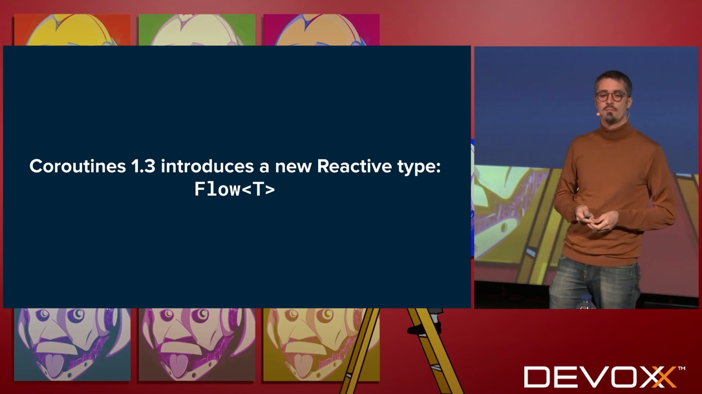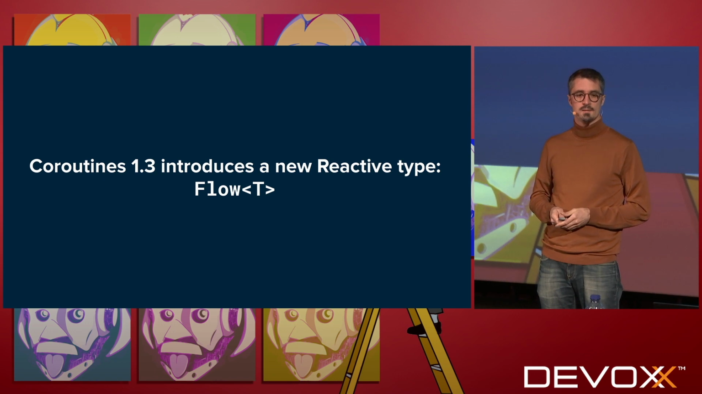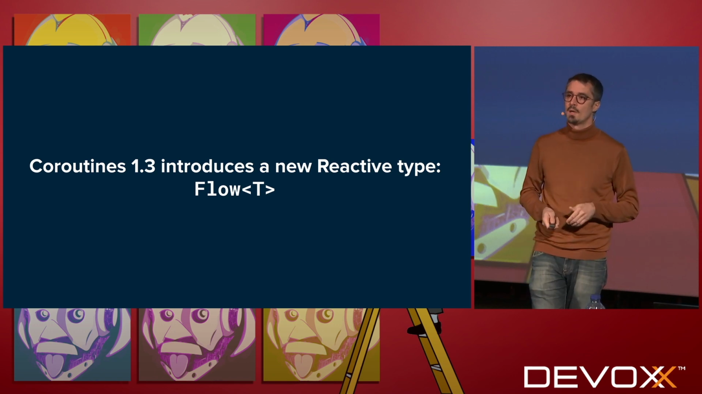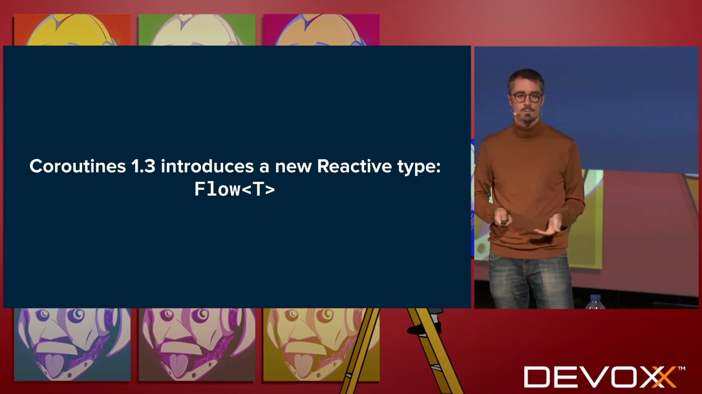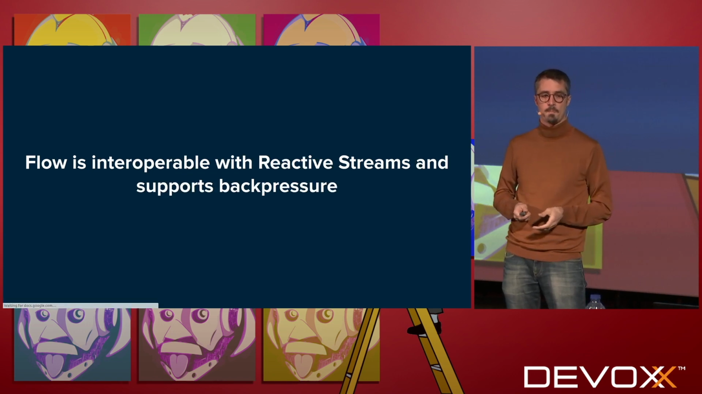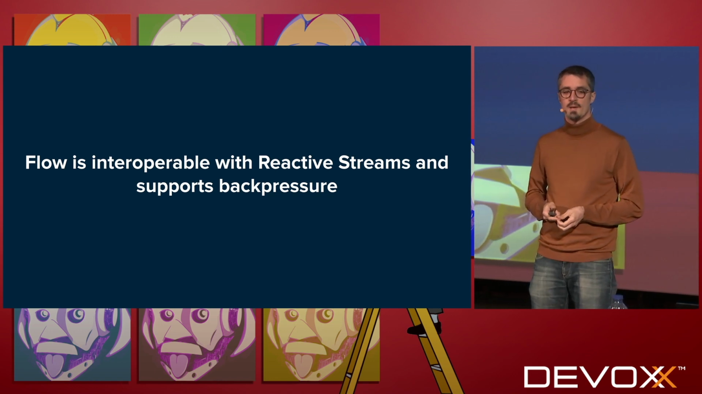This flow type was not available in coroutines last year. It is now available as a non-experimental API since coroutines 1.3, which was released a few weeks ago. You can think of Flow like the equivalent of Flux in the reactive world, but for coroutines. And Flow is interoperable with reactive streams and supports back pressure.